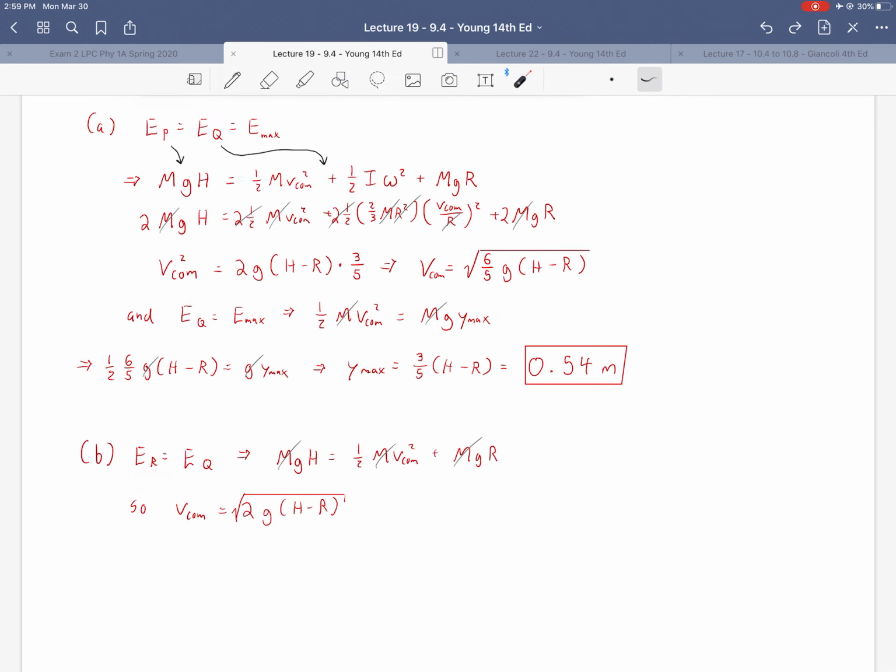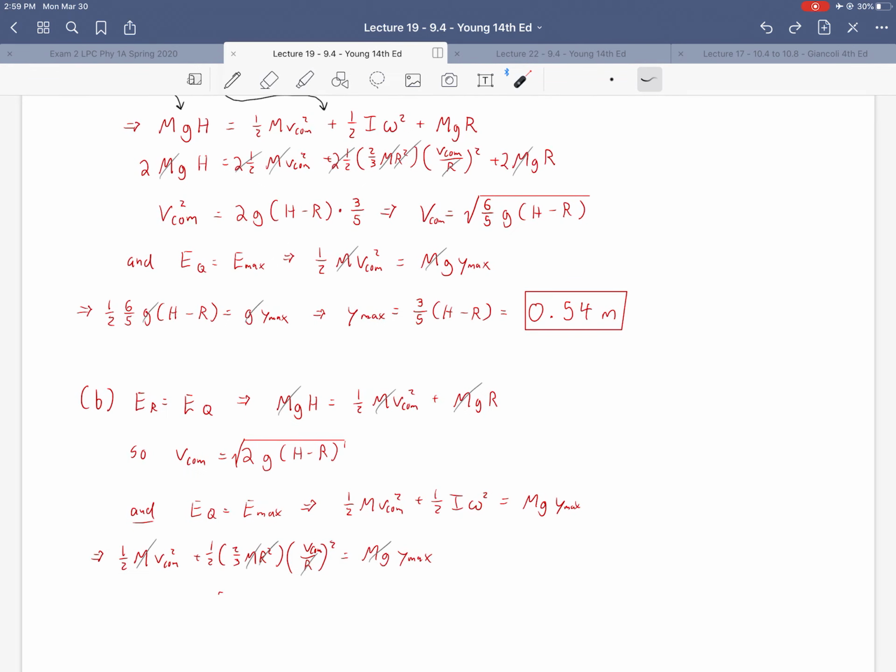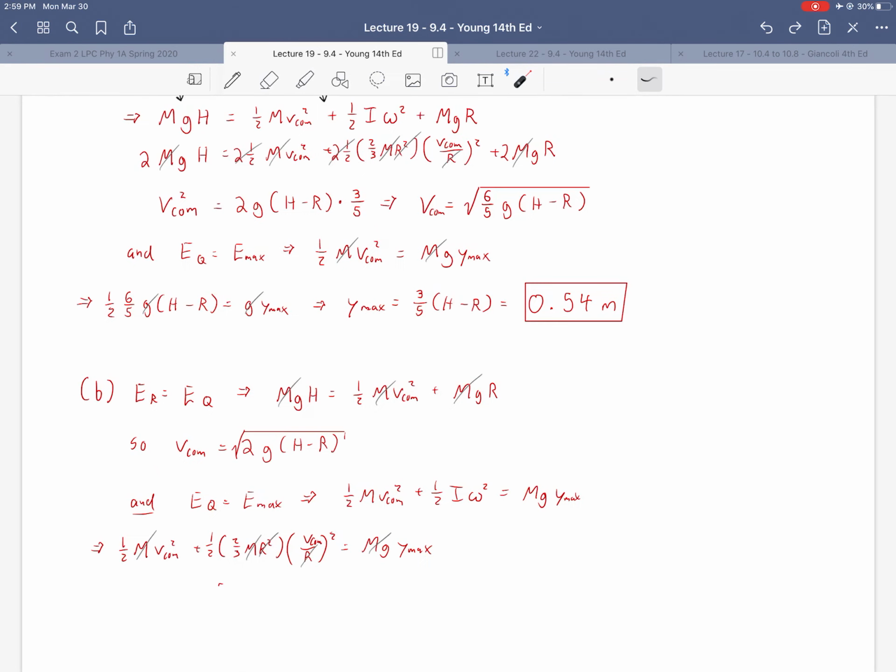Same sort of approach, except relating E_R to E_Q is just the same as it would be for a sliding block. So we get a very simple result of just 2g times (h minus r). Then we're going to relate the energy at Q, the purely translational energy. Well, actually not, because there's still leftover potential energy. We're going to relate that to E max. Now we have a rotational term. We're going to combine our terms, and we end up with 5/3.